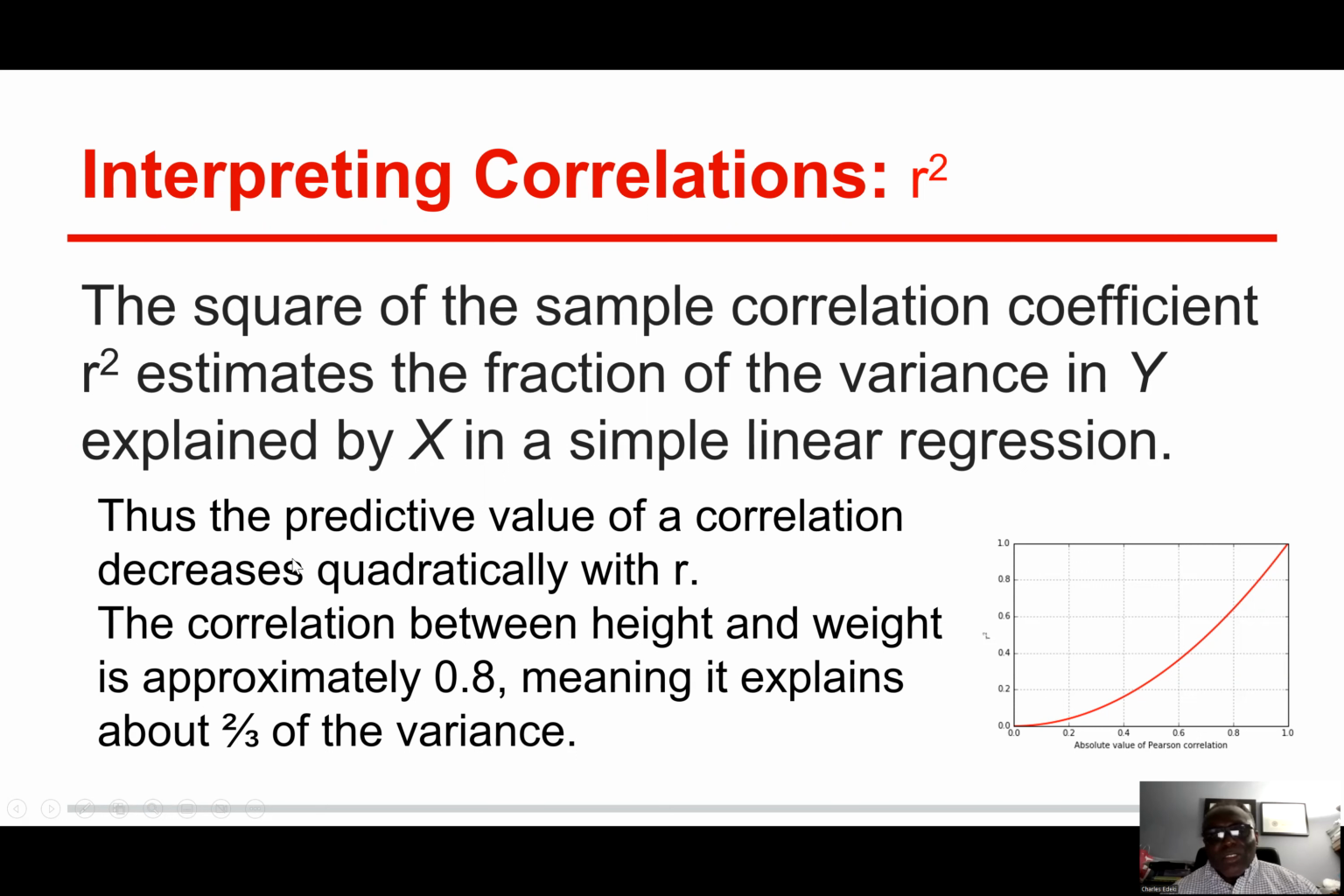So here we say that the predicted value of a correlation decreases quadratically with R, based on the formula here. The correlation between height and weight is approximately 0.8, meaning it explains about 2/3 of the variance, of the difference.